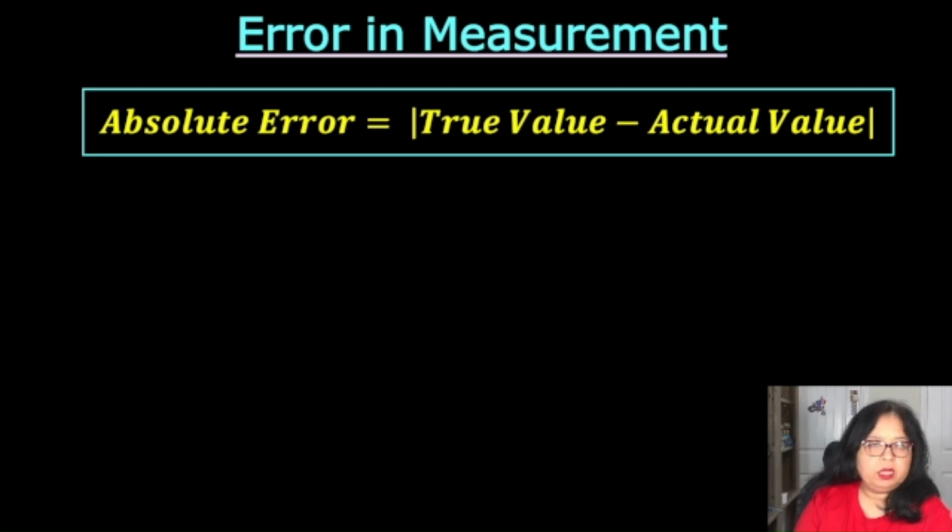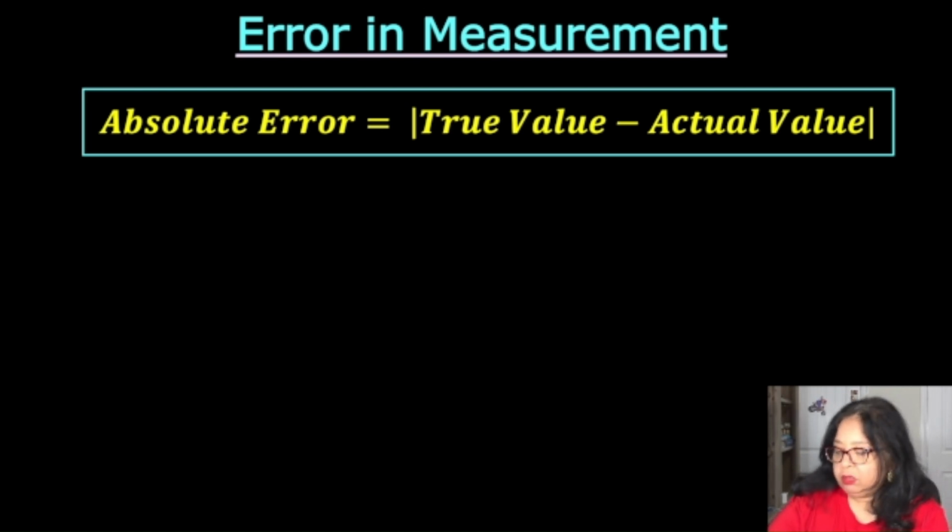First is absolute error, which is the modulus or the magnitude of the difference between the true value and the actual value. Now, since it's modulus or the magnitude, it doesn't matter if I do true value minus the experimental value, which I'm calling actual value here, or if I do actual value minus the true value. The order doesn't matter here.